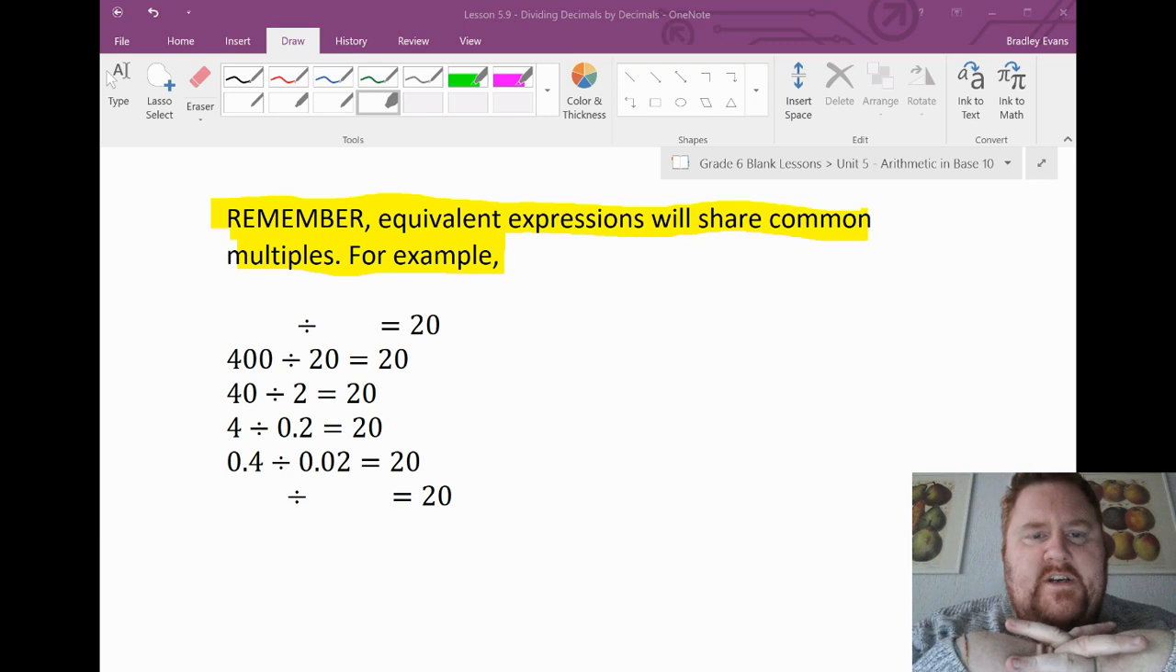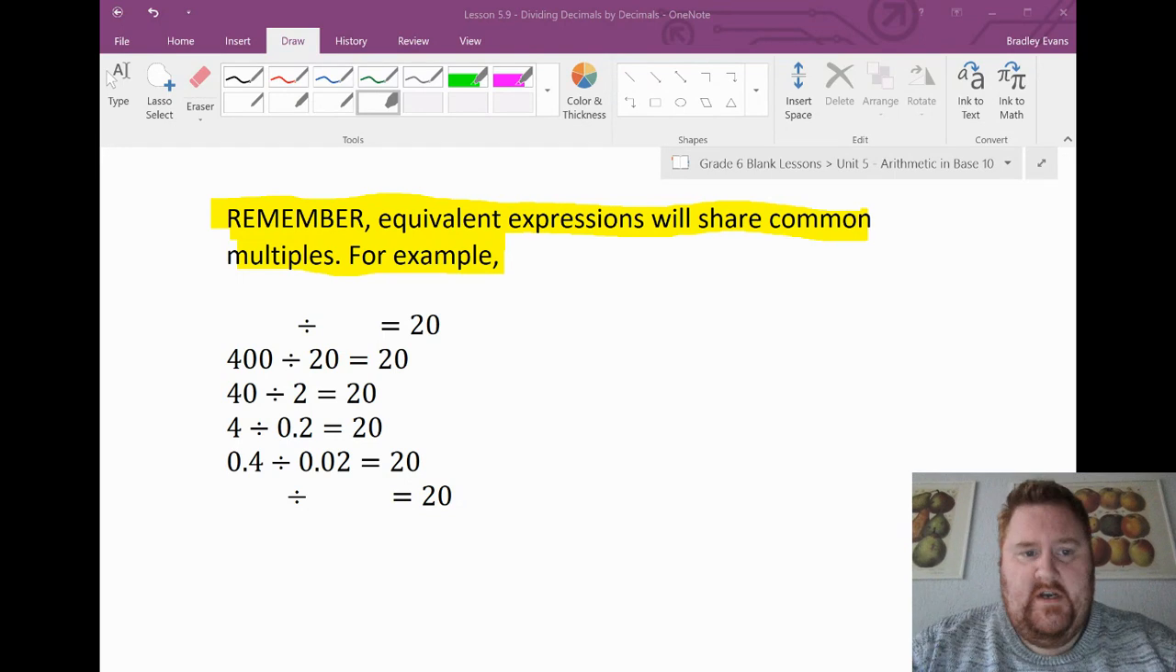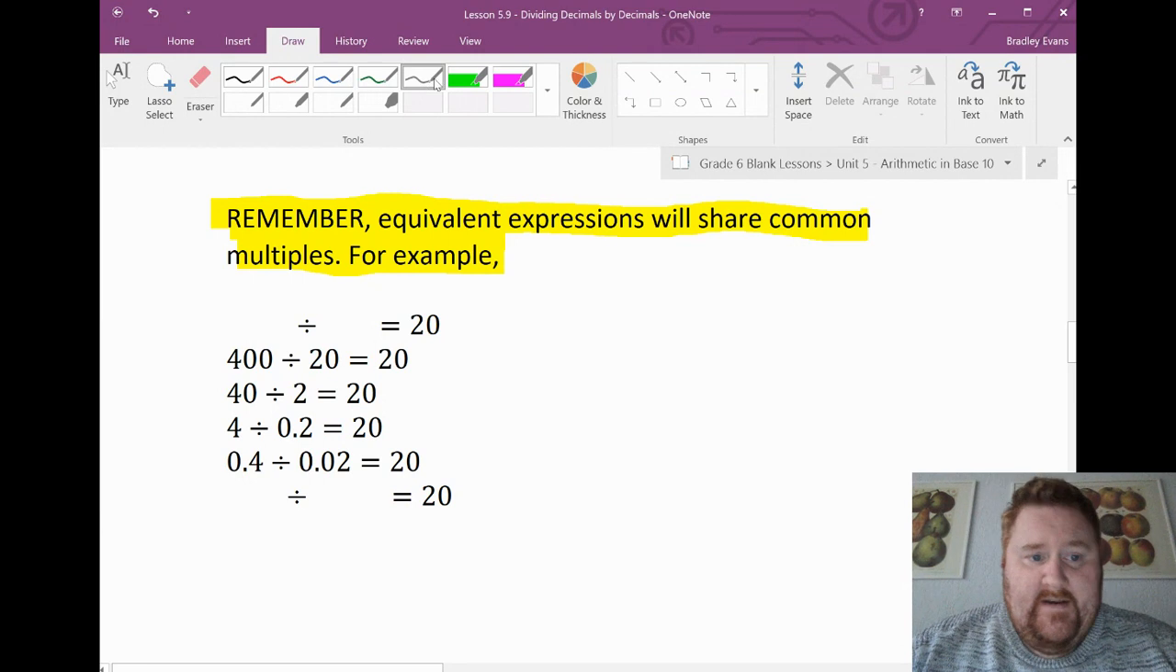Okay, so remember our objective was to understand how dividing or multiplying our divisor and dividend by the same multiple of 10 is going to help us with our quotient. Here's what that means. Equivalent expressions will share common multiples. For example, I can see 400 divided by 20 equals 20.